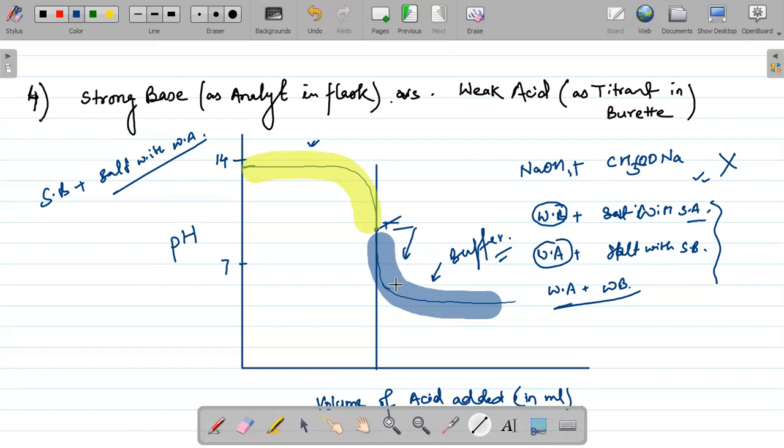The chances of error are going to be more, and hence we avoid doing this particular type of titration, in which the strong base goes into the flask and the titrant, the weak acid, goes into the burette, okay? So this format of titration is something which is avoidable, we avoid it, okay? I am discussing all the types, and which ones to avoid we will also keep discussing, okay? So this is the first avoidable type of titration. This is also a question for you.